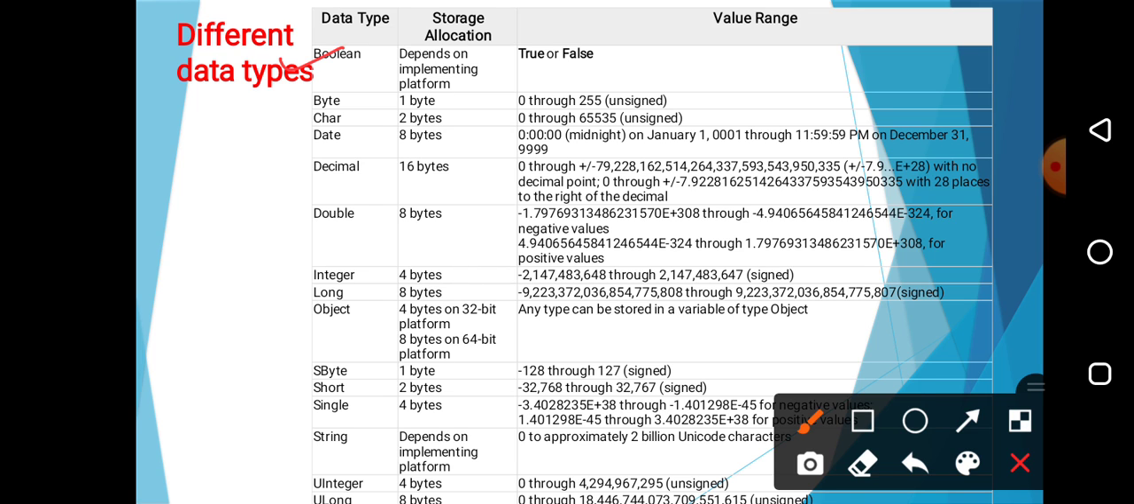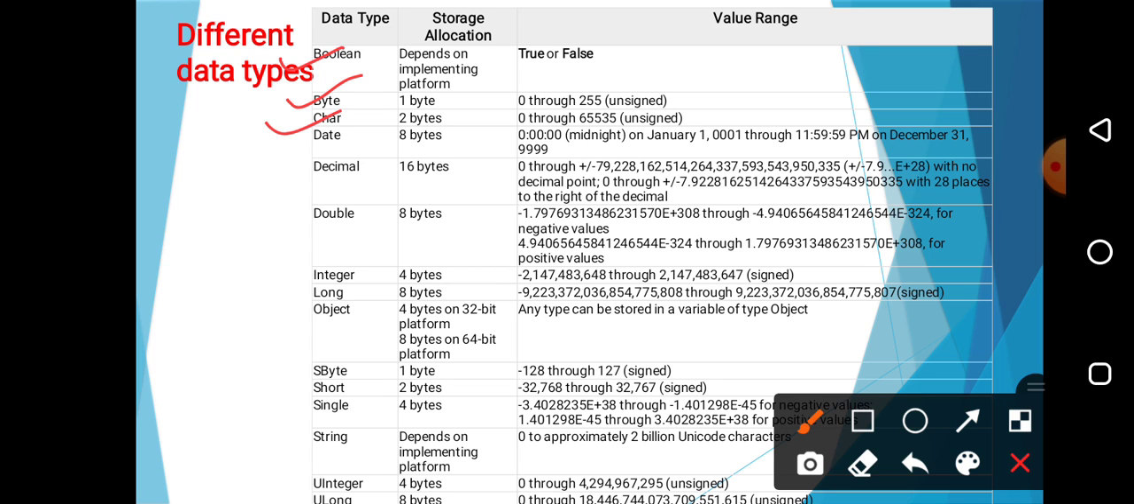If you want to represent the data in yes or no form, true or false form, at that time you are using the boolean data type. Next, byte. If you want to store the data in the form of bytes, that is the collection of bits, at that time you are using the data type called byte. Character, as you know what the use of character is. Whenever you want to store a character like A, B, C, at that time you are using char.